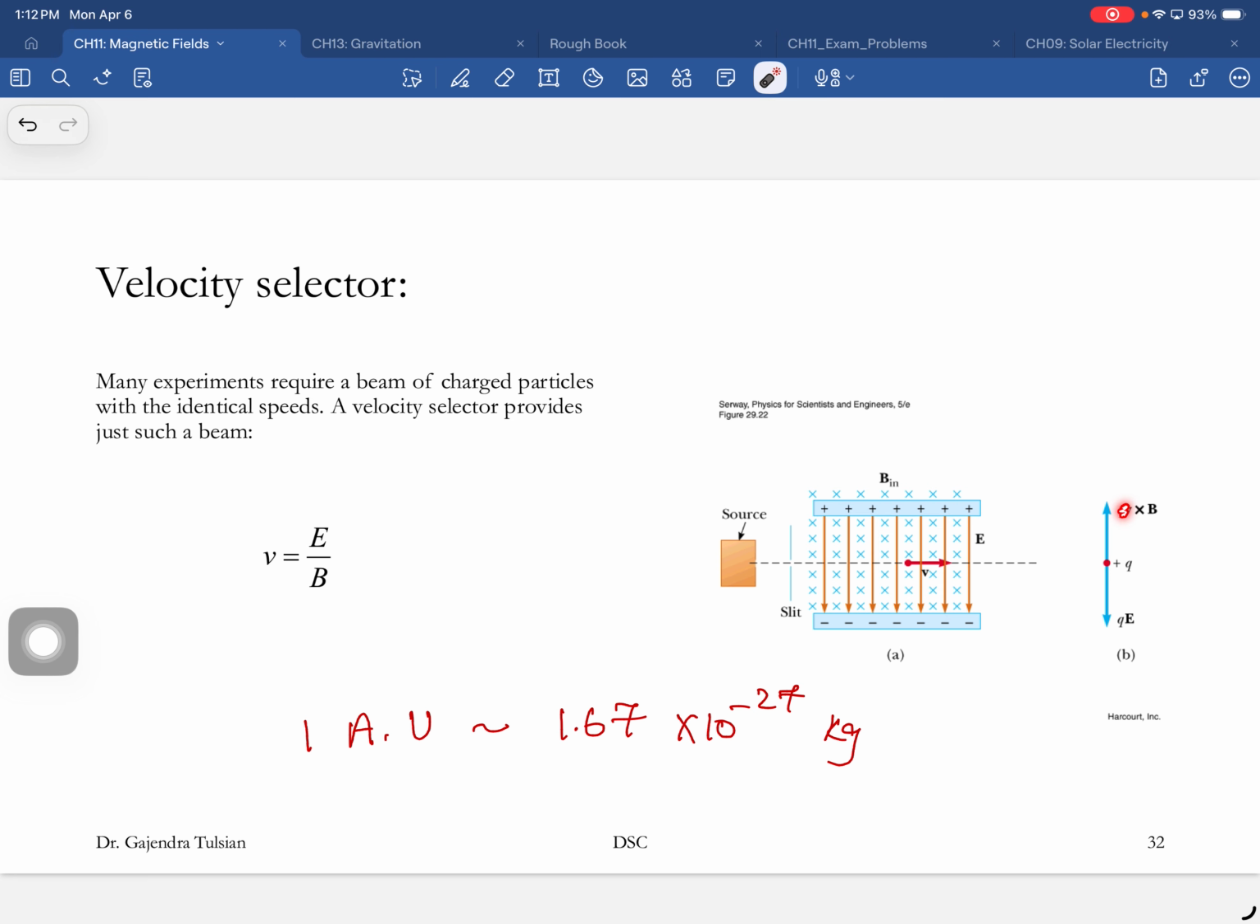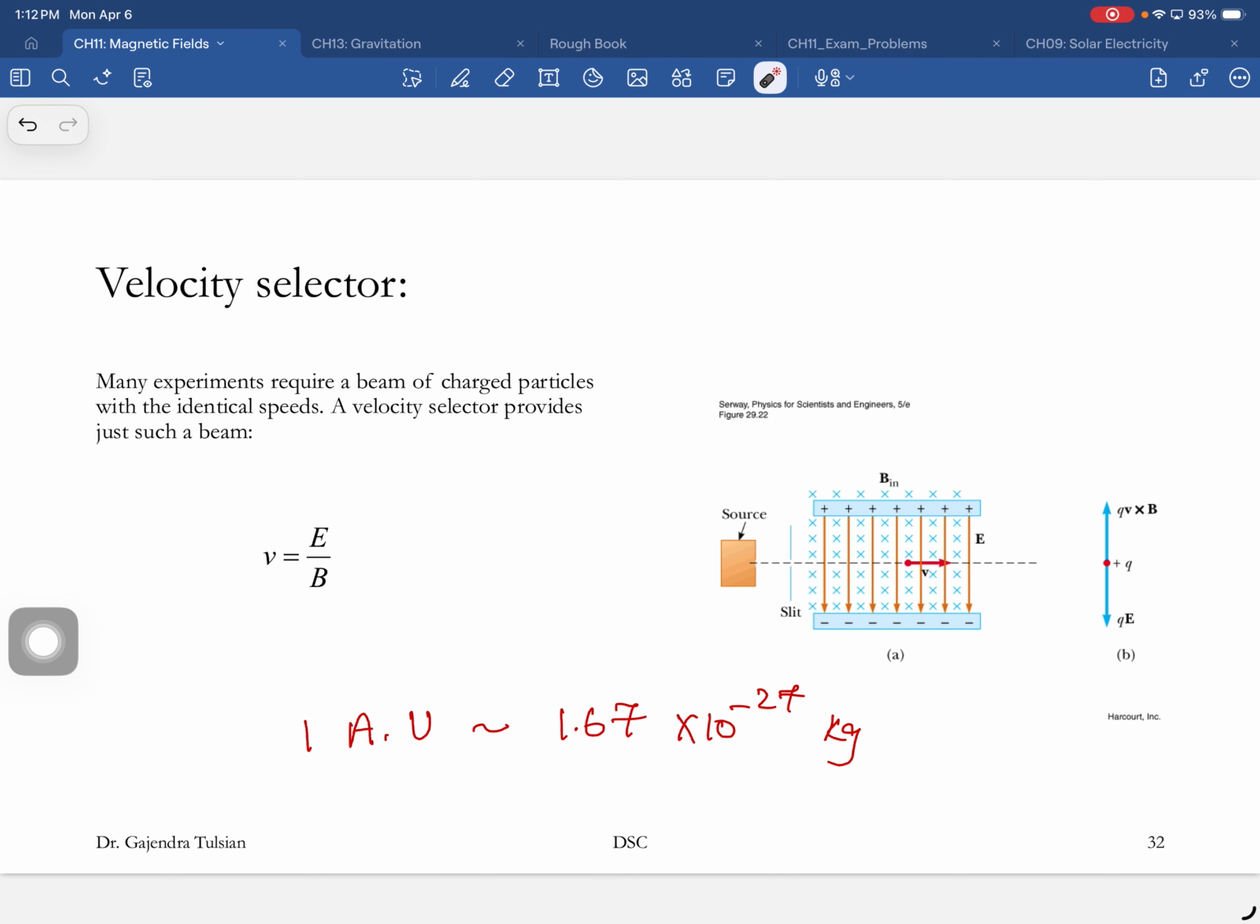Now, if the particle is going too fast, this force is greater, and the particle would hit that plate. If the particle is going too slow, this force is greater, and it'll hit this plate. Only particles with the correct velocity will go straight through. So this is a velocity selector. You can ionize particles and shoot them through here, and particles of this velocity will get through straight.